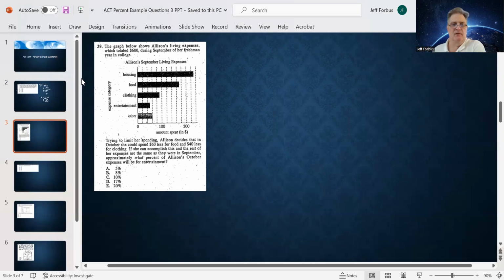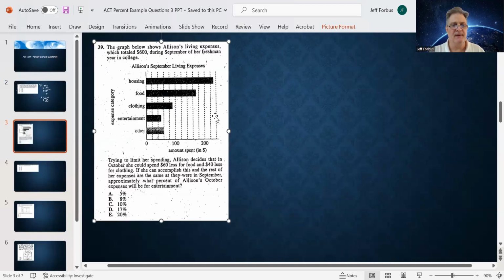I'm going to try to make this image a little bit larger. Yeah, that helps. The graph below shows Allison's living expenses, which totaled $600 during September of her freshman year in college. So these intervals are 20, 40, 60, 80, 100. So they go by 20s.